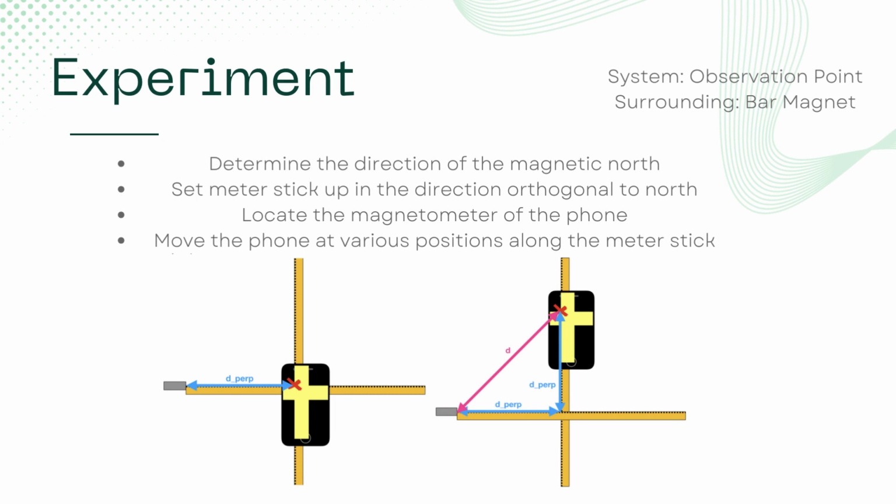In this experiment, we have defined the system as the observation point and the surroundings as the bar magnet. With this information, we will first determine the direction of magnetic north and then set up the meter stick in the position orthogonal or perpendicular to that northern direction. Then we'll locate the magnetometer of the phone and move the phone along the meter stick and record data from these positions.